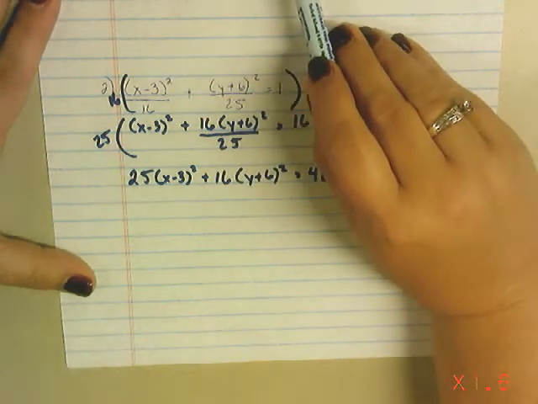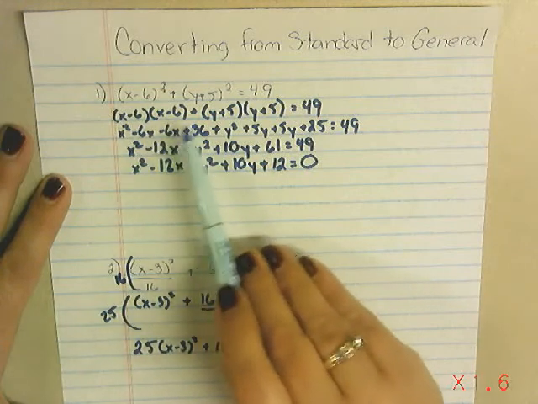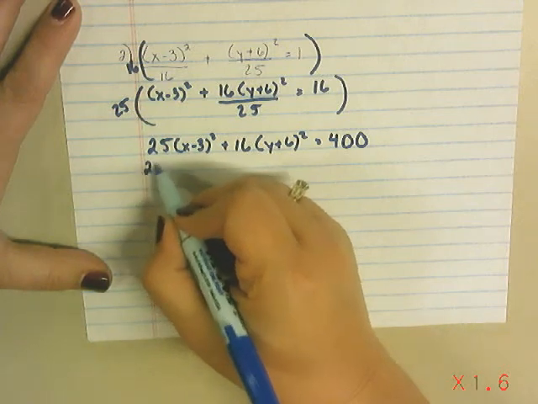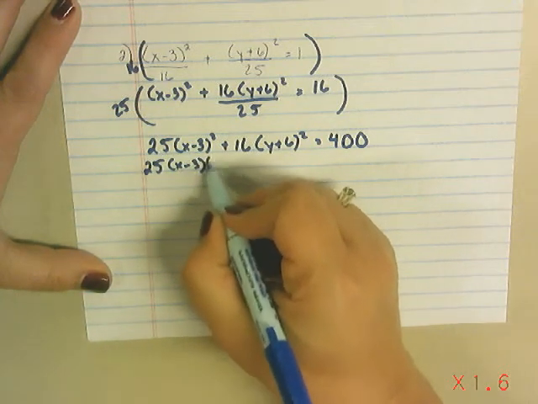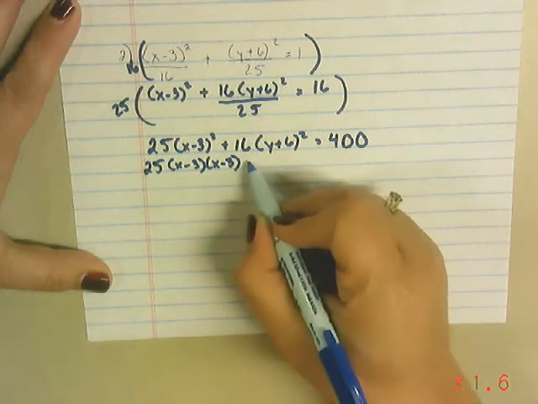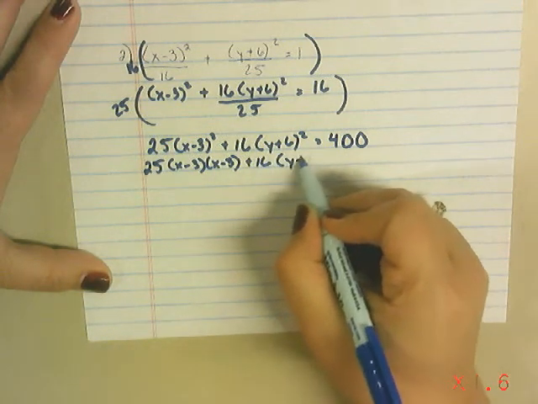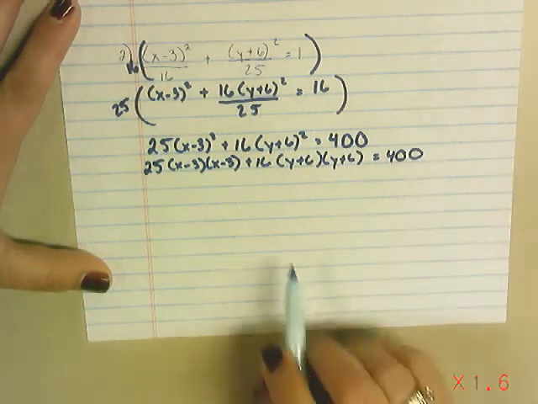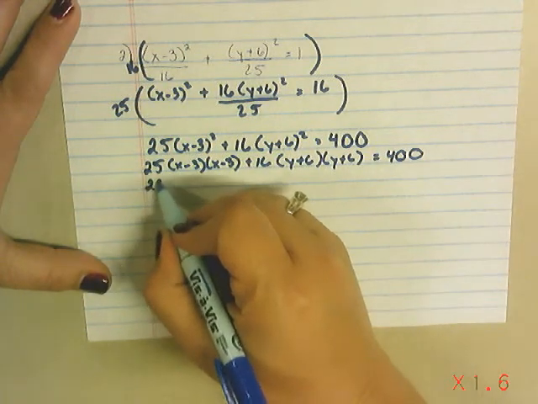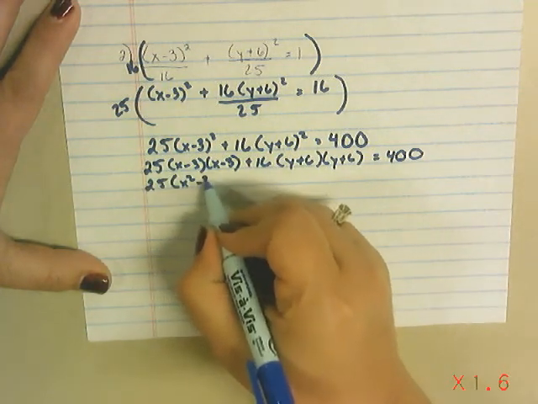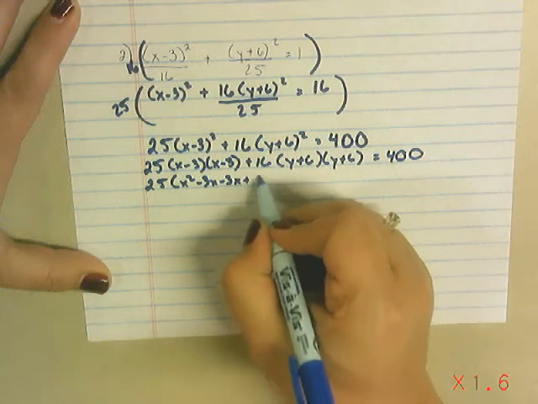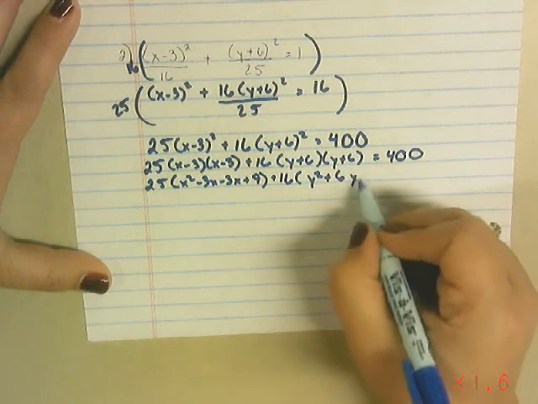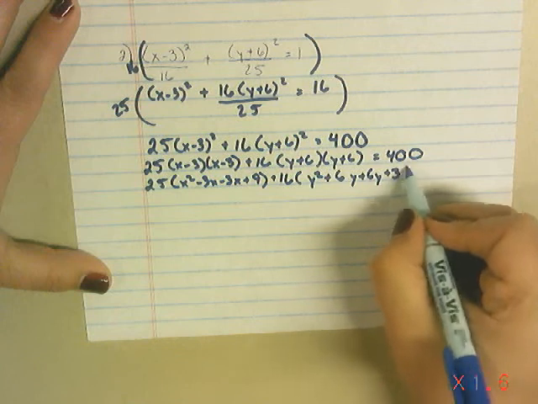Now I need to do what I did up here with the easier example where I had to write it twice and multiply them out. So I'm going to do that here. Forget the 25 for a second. We're just going to leave him be for right now. X minus 3 times x minus 3. Same way with the 16. Leave him be for right now. Y plus 6, y plus 6. We're going to multiply those out. Ooh, this is going to get messy. X squared minus 3x minus 3x plus 9. Y squared plus 6y plus 6y plus 36.